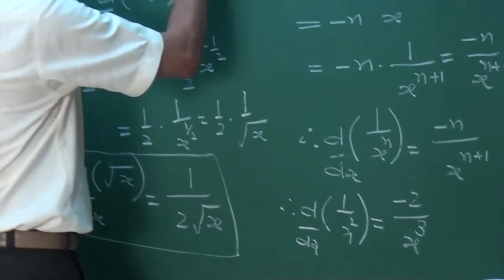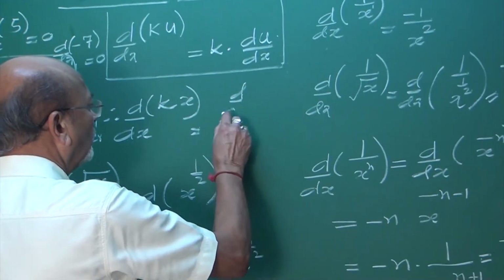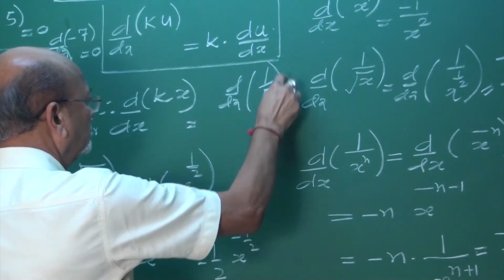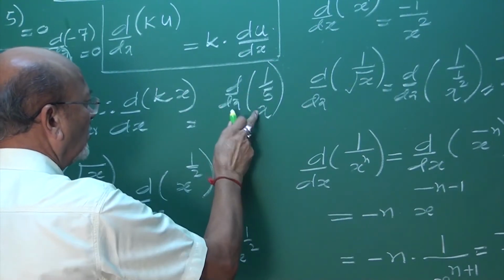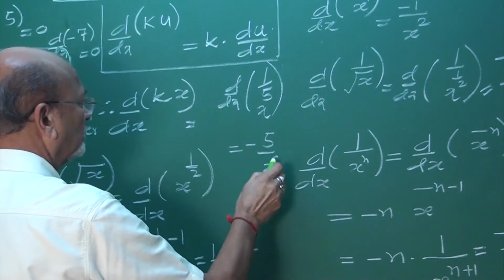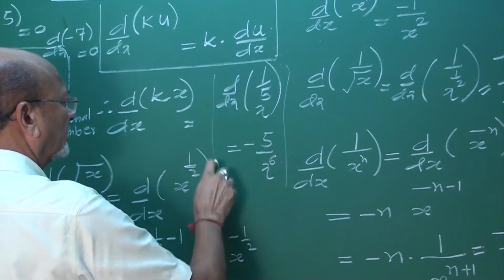Like that, my friend. Even the derivative of 1 upon x to the power 5, you can write directly: down, minus the power, upon x to the power 6, one more. Like this, my friends, you can write the derivative.